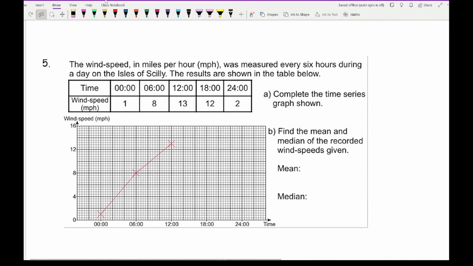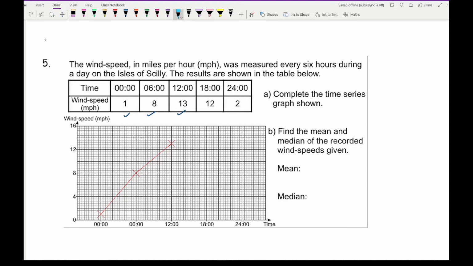Then moving on to question 5, it says that the wind speed in miles per hour was measured every 6 hours during a day in the Isles of Scilly. The results are shown in the table below, and the question is asking us to complete the time series graph below. So here you can see we've got 3 X's, so that one and that one are done. So the only ones I've got to finish off are the 6 o'clock and the midnight one.